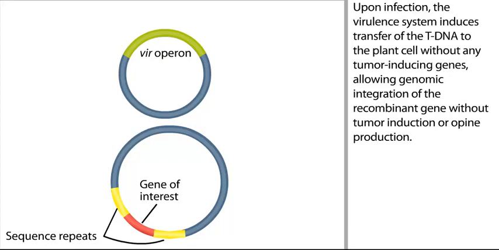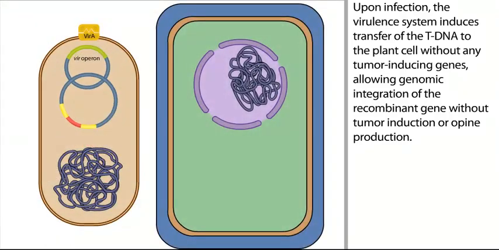Upon infection, the virulence system induces transfer of the tDNA to the plant cell without any tumor-inducing genes, allowing genomic integration of the recombinant gene without tumor induction or opine production.